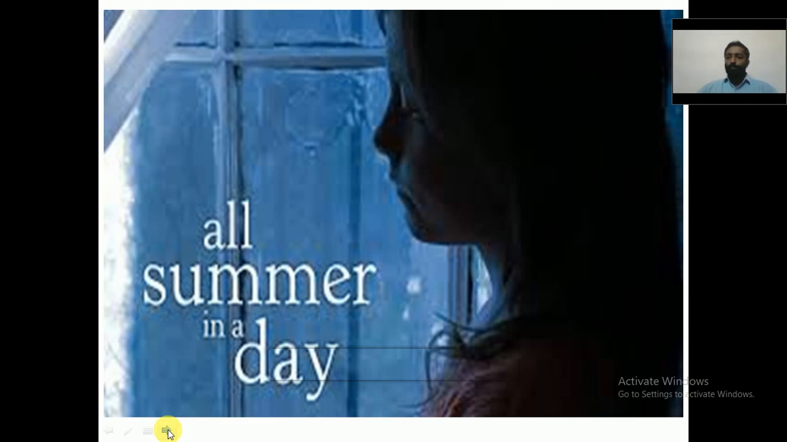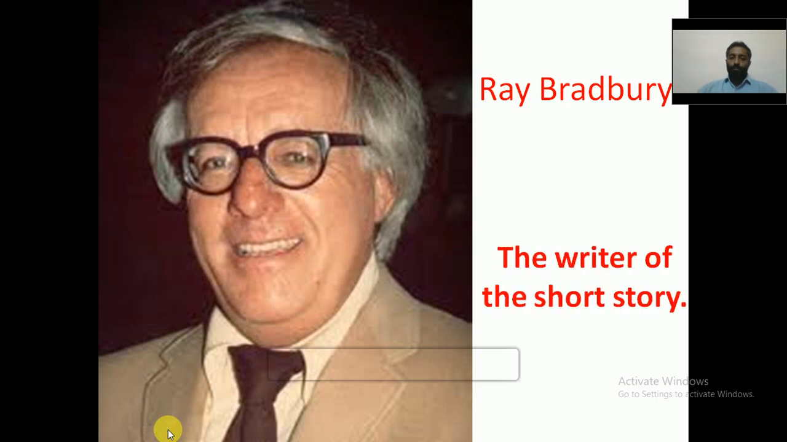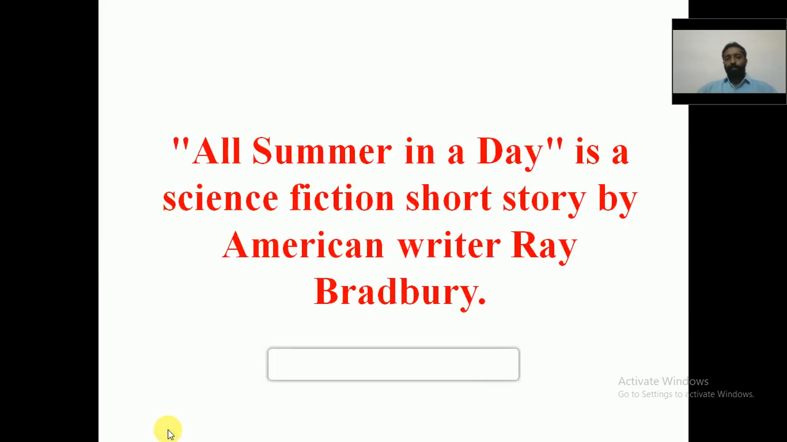He is known as Ray Bradbury, an American writer, and he is the one who has written the story called All Summer in a Day. It is a science fiction short story written by the American writer Ray Bradbury. So it comes under the category of fiction or science fiction, something related to science. It is an interesting story. I hope you will understand it.